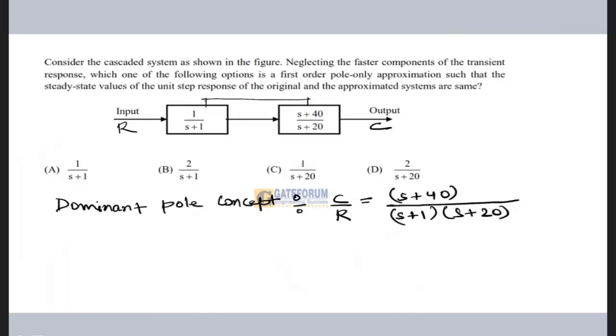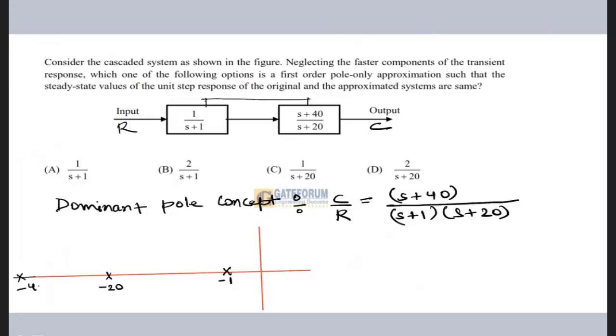Right? Now, I know that here, if I draw the pole zero map, the dominant pole is at S equal to -1, because -20 and -40 are lying far away.